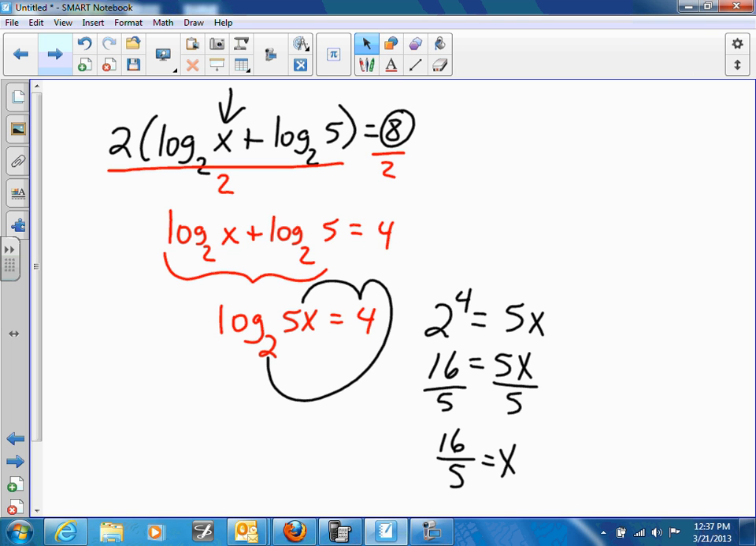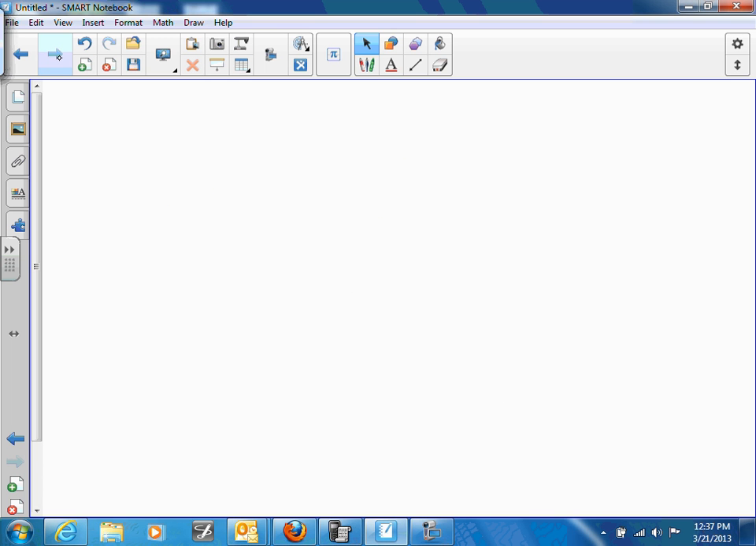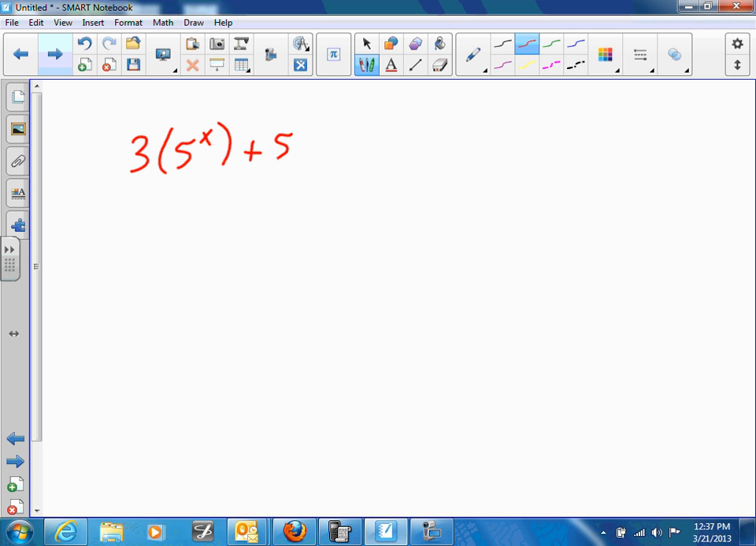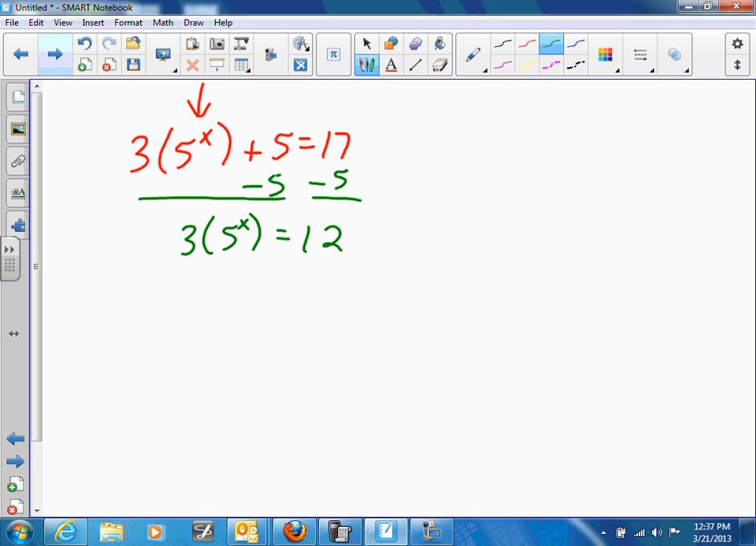All right. The next kind of problem that we can do is when you have no logs at all. So 3 times 5 to the x power plus 5 equals 17. Now notice we want to isolate that right there. So in doing so, we're going to subtract the 5 first, and we're going to get 3 times 5 to the x equals 12. Then we're going to divide by 3, and I get 5 to the power of x equals 4.